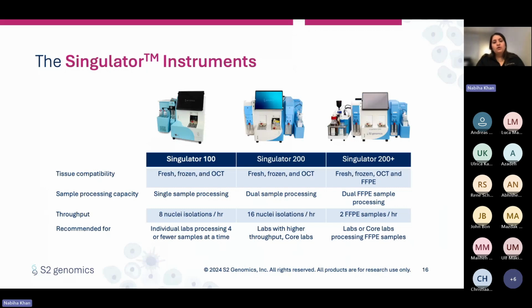You can also process 2 FFPE samples on the Singulator 200 Plus in 40 minutes. So the entire deparaffinization to rehydration, your washes, and then your nuclei or cell isolation from your FFPE samples can be conducted in 40 minutes.